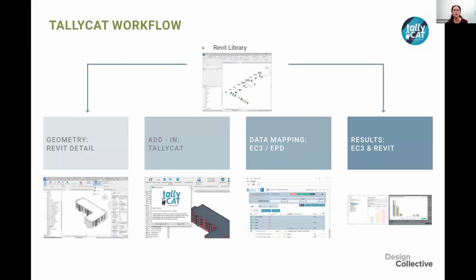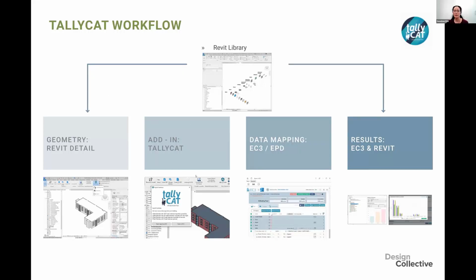Going through the workflow, the TallyCAT workflow starts from the geometry prepared in Revit, a detailed model. Then using the add-in, TallyCAT, a connection tool, the model is connected to the EC3 website. Data mapping happens in EC3, and all the collected EPD information on the EC3 website is going to be assigned to the actual material.